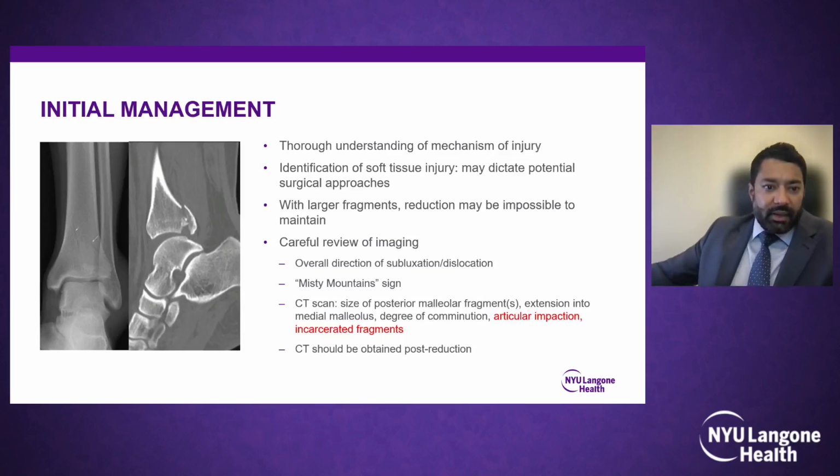So when you're initially managing these, you need to have a thorough understanding of the exact mechanism of injury. The integrity of the soft tissue envelope, of course, is very important, as this can dictate your potential surgical approaches. It's important to keep in mind that with larger fragments, reduction might be impossible to obtain. So in some cases, if soft tissues don't allow for immediate fixation, external fixation may be necessary. And very careful review of imaging is very important.